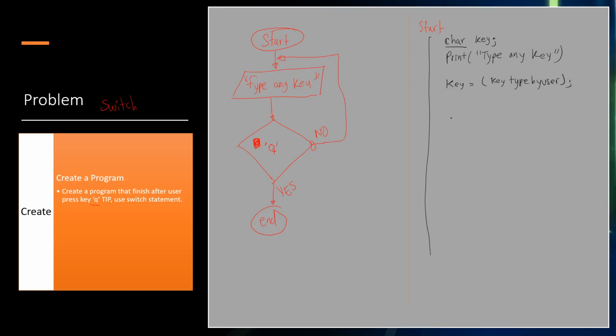And now we need the condition. In this case we have switch key, then case, in case key is Q, print program finish. In case default, print wrong key.